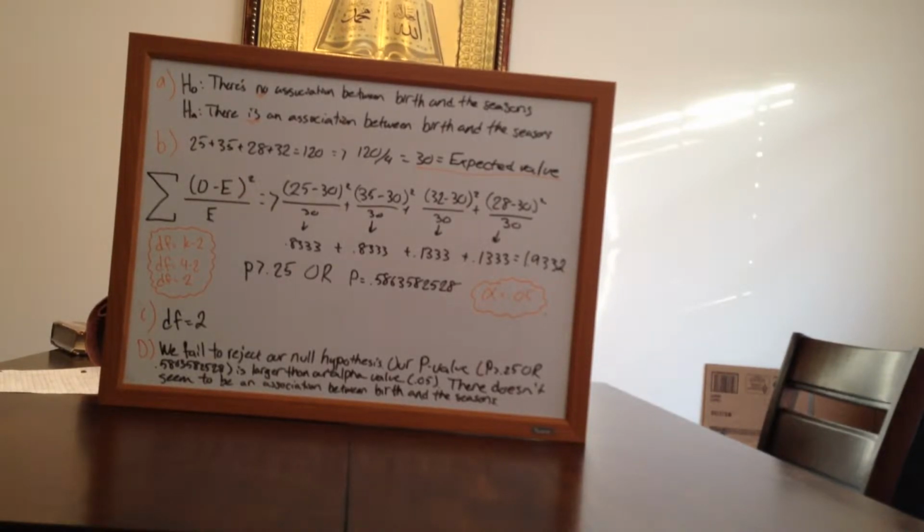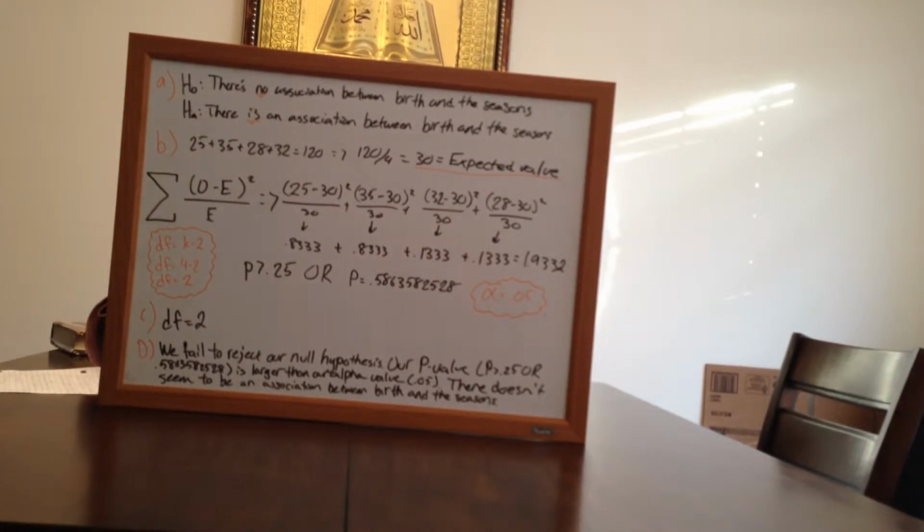If there's no seasonal effect on human births, we would expect equal numbers of children to be born in each season. A student takes a census of her statistics class and finds that of the 120 students in the class, 25 were born in winter, 35 in spring, 32 in summer, and 28 in fall. She wonders if the excess in the spring is an indication that births are not uniform throughout the year.